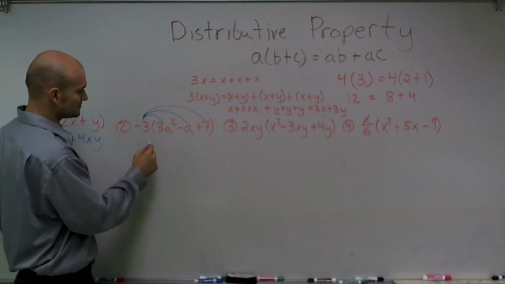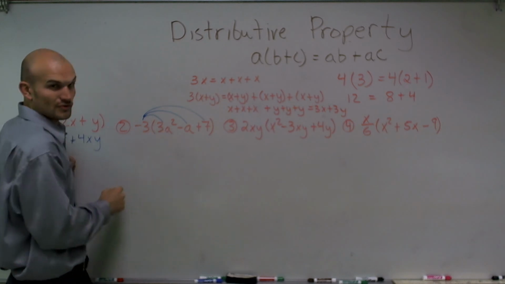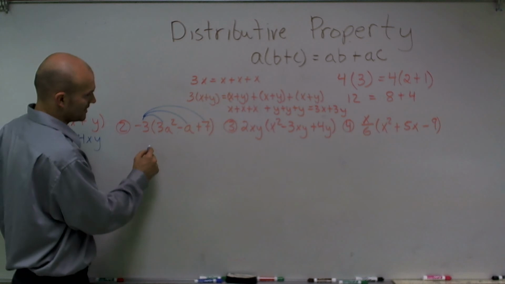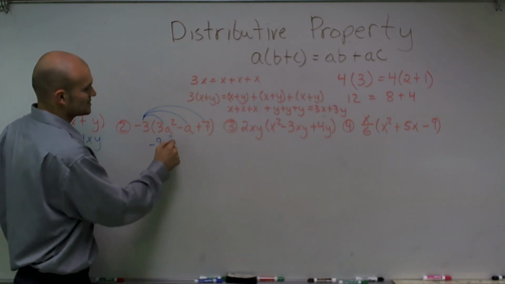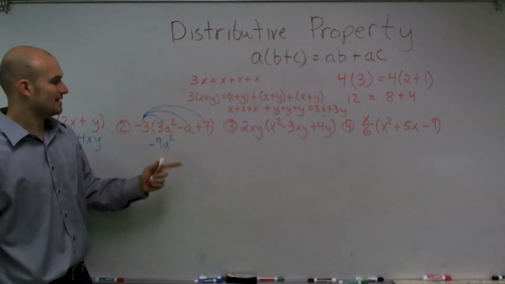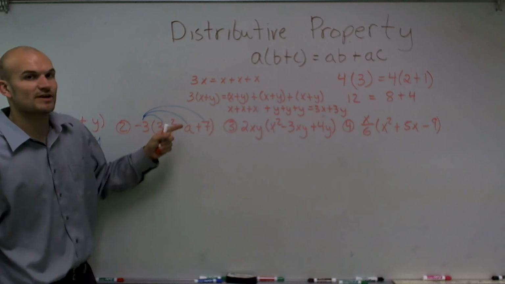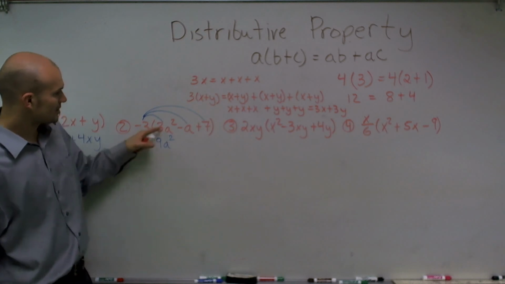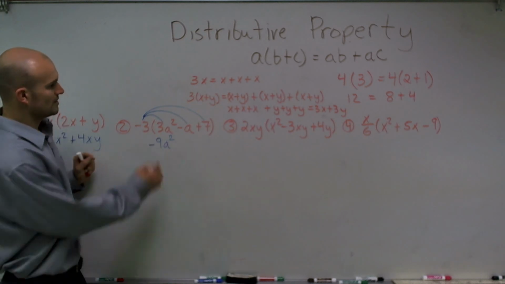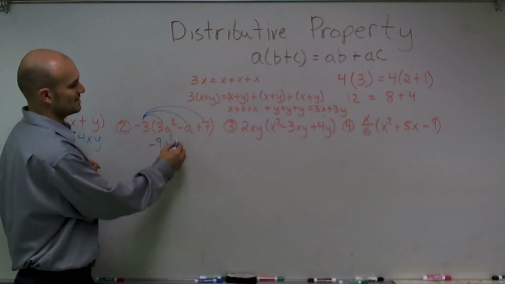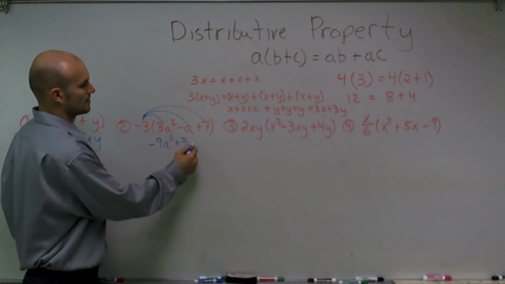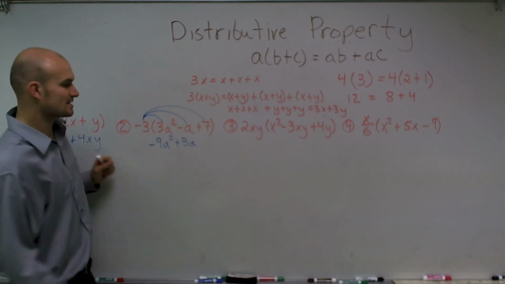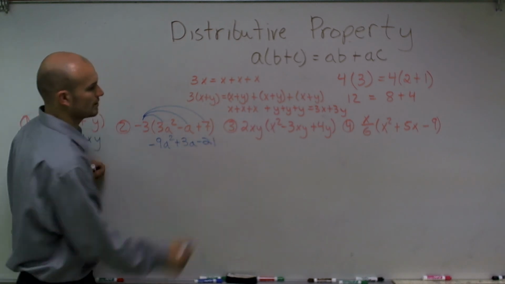So I have -3 times 3a squared. I multiply the -3 by the number, so I get -9a squared. Then we know that 3 times a variable is just 3 of the variable, so I can multiply these two to get -9ab. -3 times -a is now going to give me a positive 3a, and -3 times 7 is going to give me -21.